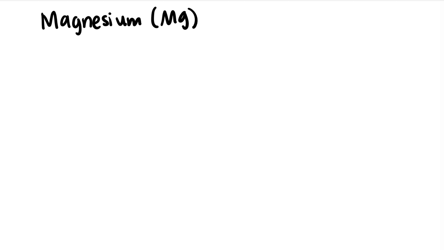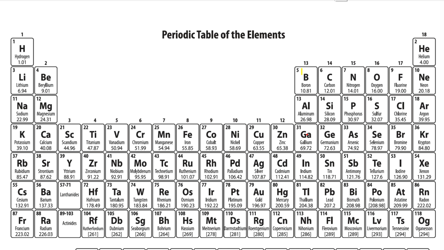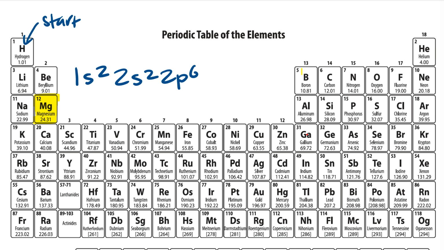So magnesium's electron configuration. Let's zoom over to that periodic table. Here's magnesium. You want to write the electron configuration for magnesium, always starting here with hydrogen, as we know. It's going to have an electron configuration of 1s2, 2s2, 2p6, 3s2. If you need a refresher of electron configuration or need some more assistance, please refer to your notes and the videos from previous lessons.